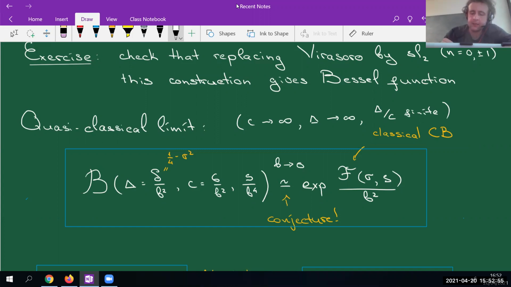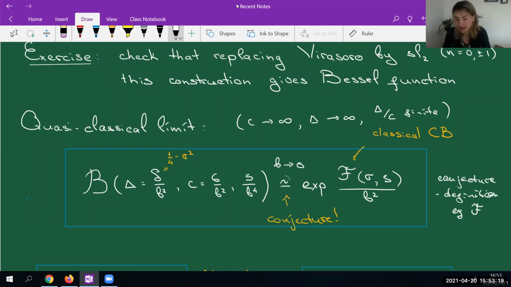Let me stress once again that, first of all, this equality is a conjecture, and simultaneously a definition of this F. So you're saying that the conjecture is the fact that it goes like exponential of 1 over B squared, and then you define the coefficient of that 1 over B squared to be the classical conformal block. Exactly. Okay.